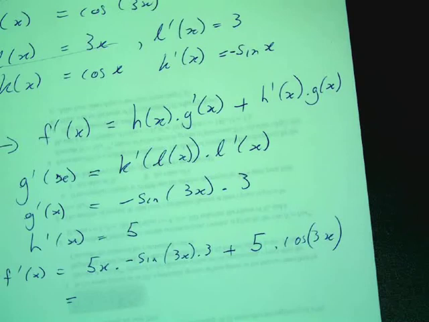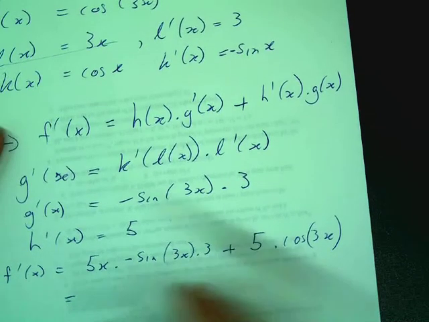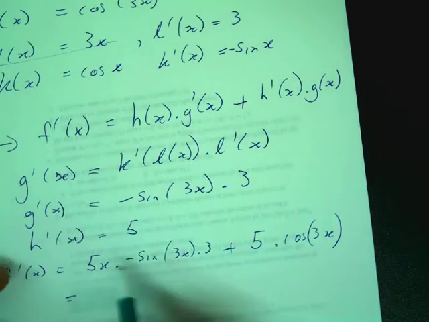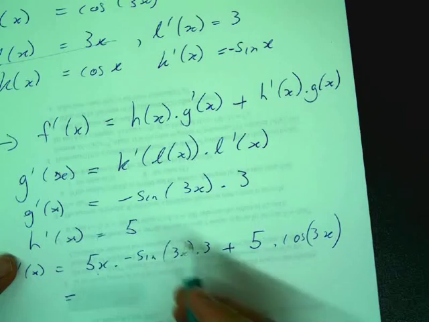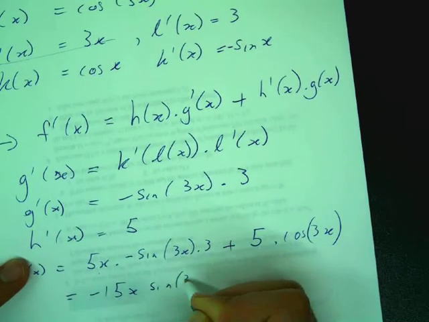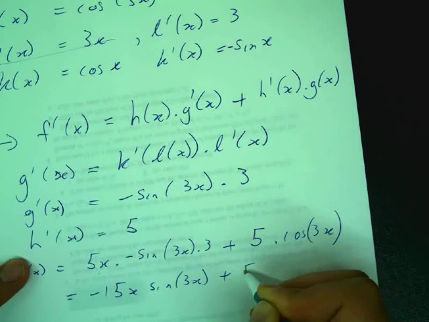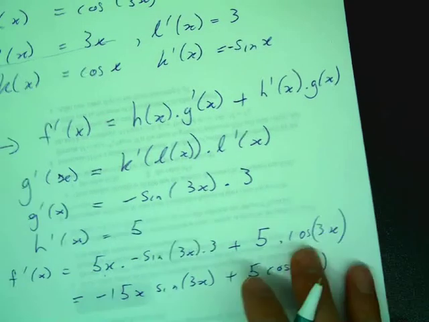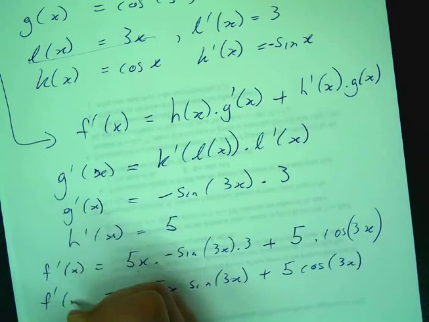Oh, it's a k. Never mind. Okay, so now I can do what you'd like me to do. I'll get the 5x and the negative and the 3, and I'll make that negative 15x sine 3x, plus 5 cosine 3x, yeah? And that's f'(x).